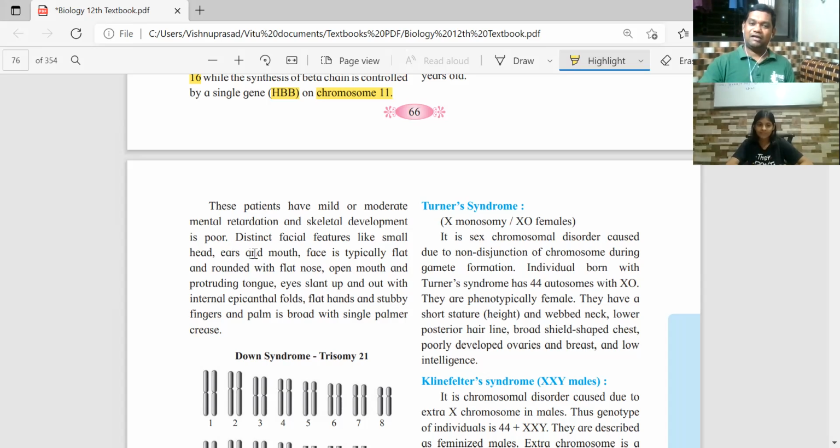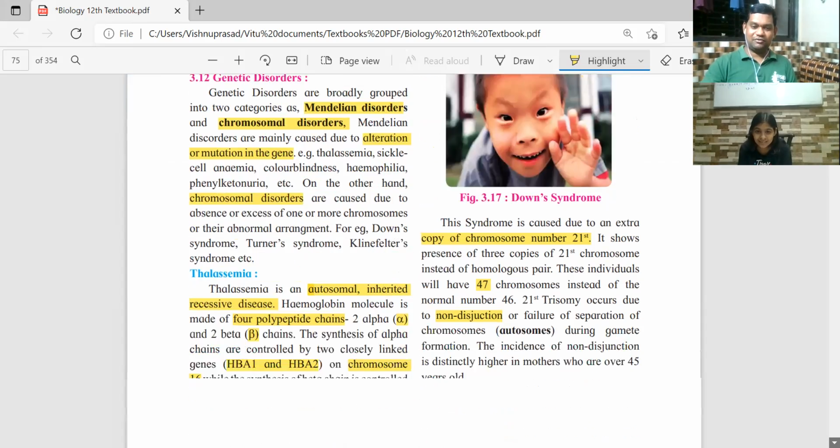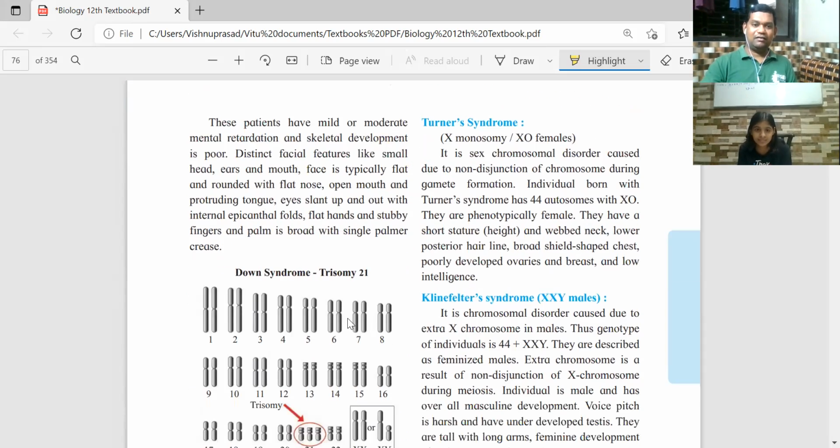And they have very distinct facial features: small head, small ears and mouth, flat, rounded face. There is a flat nose, open mouth, protruding tongue. All these you can see in this picture also. Can you see? Very typical. These are called Down syndrome. And the eyes are slanting up. Normally ours are straight in front, theirs slant upward.